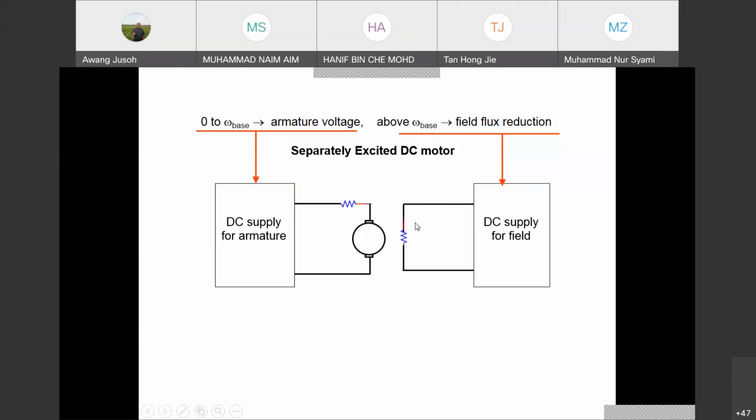In the separately excited motor, yes, because we control the terminal voltage and the IF independently. That means it's simple. From 0 to base speed, we just increase V0 to V rated, and this produces torque, and the torque is at rated condition because the flux is fixed. With the flux, we control IF. We don't change IF here.